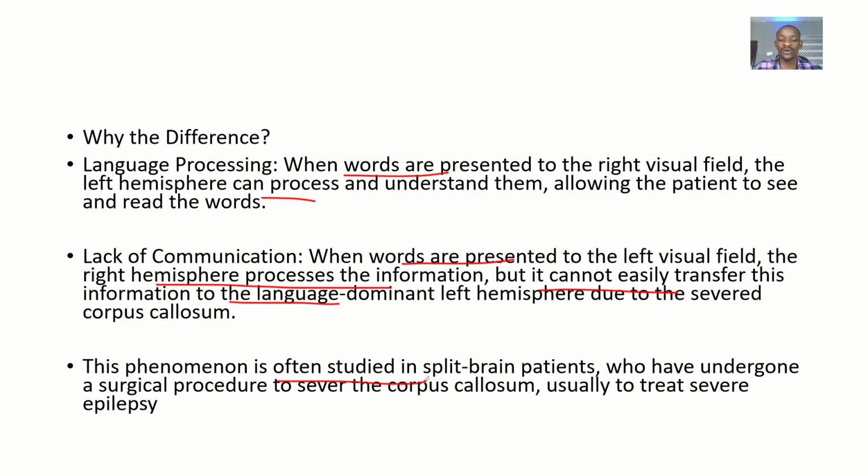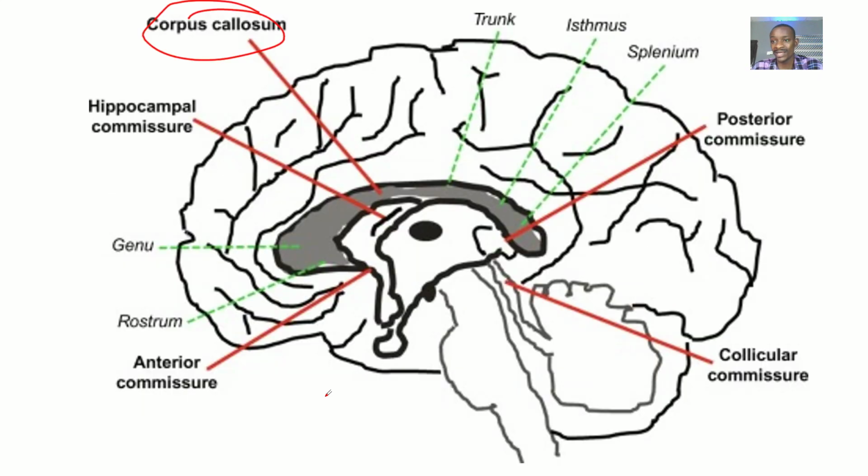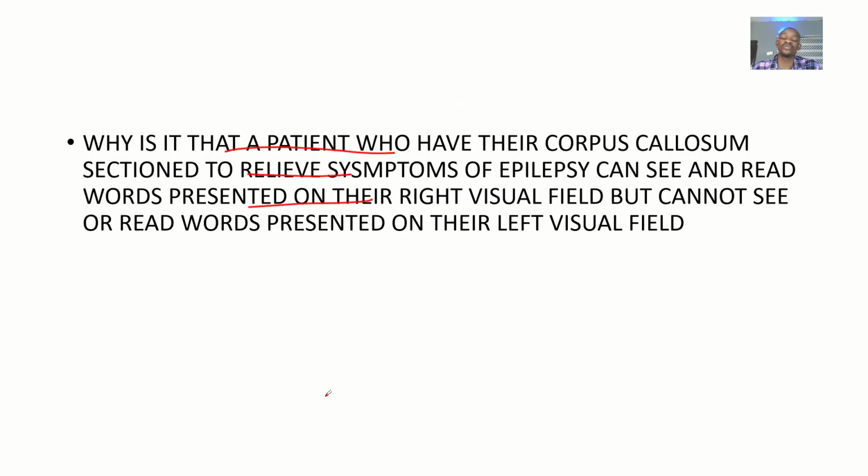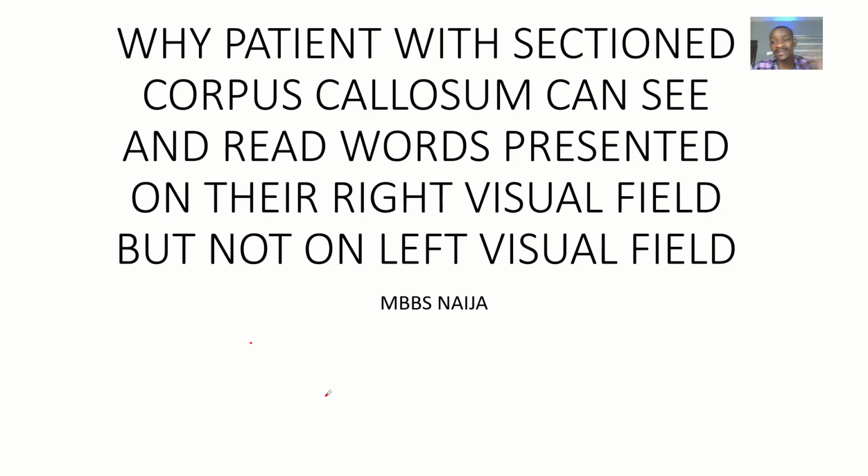So this phenomenon is often studied in split brain patients, or split brain syndrome, or callosal disconnect syndrome. Okay? And this is basically people who have undergone a surgical procedure to sever the corpus callosum, which is usually used to treat what? Epilepsy, right? So they treat epilepsy, but this is like the side effect, okay? So that's why patients with a sectioned corpus callosum will see and read words presented on the right visual field, but not on the left visual field.